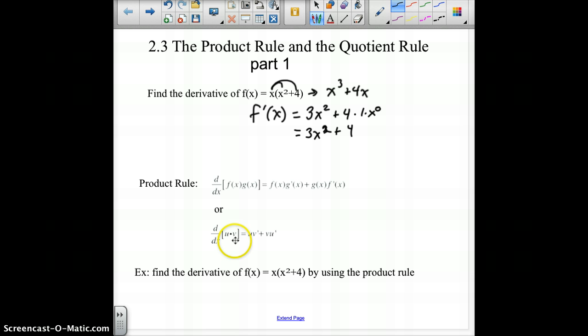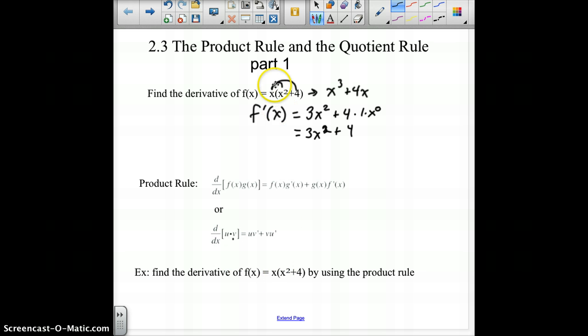And the product rule is u times the derivative of just the second factor, so v prime, plus v, so the original second function, times just the derivative of the first function. So uv prime plus vu prime. So we're taking the derivative of each piece, but not multiplying those answers together. We're multiplying the original first function times the derivative of the second function, plus the original second function times the derivative of the first function.